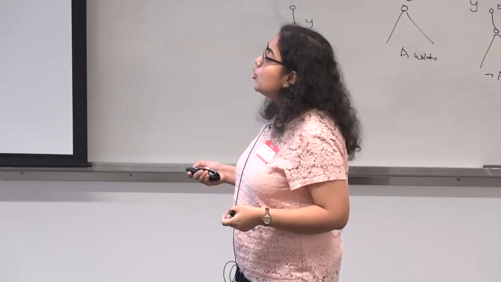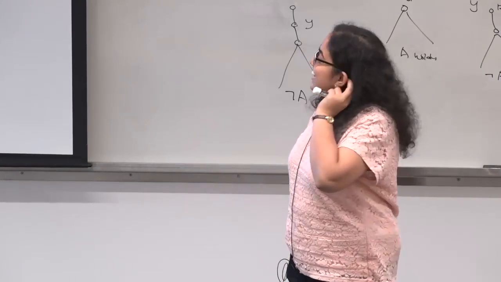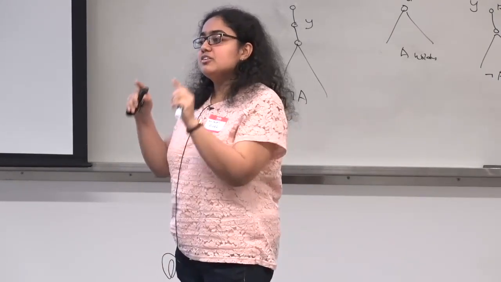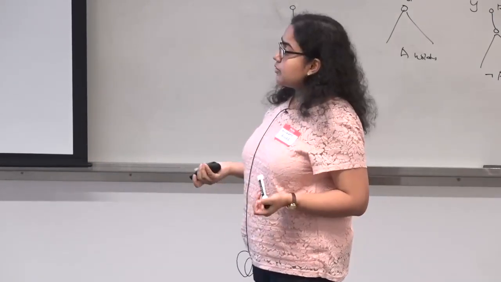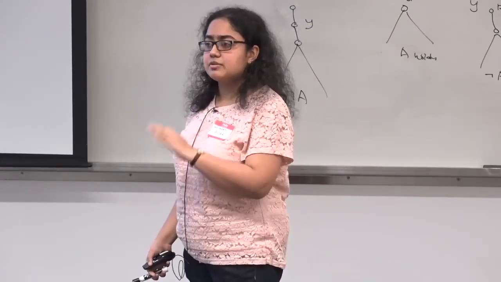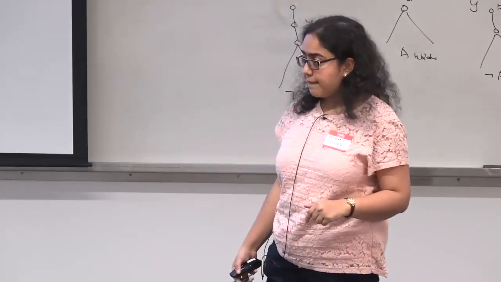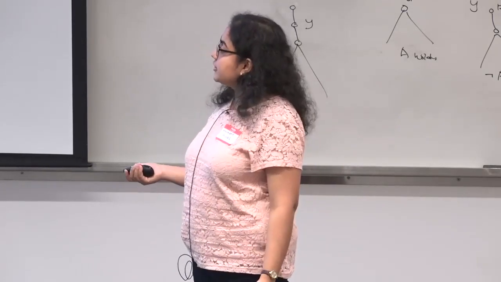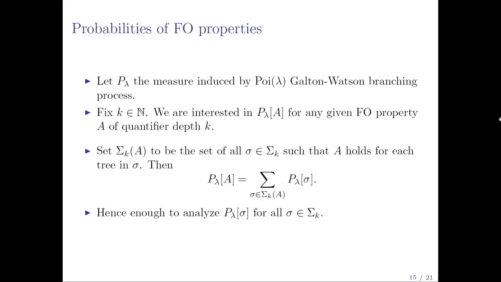So here's the theorem, which I believe is by Ehrenfeucht, but I'm not sure, so I just wrote well known. It says that if two trees belong to the same equivalence class in sigma sub k, then they satisfy the same first order properties of quantifier depth at most k. In other words, if T1 and T2 are two trees in the same equivalence class, and you gave me any first order property A which has quantifier depth at most k, then either A holds for both of them, or the negation of A holds for both of them. So it is enough for us to look at the probabilities of the equivalence classes in sigma sub k. That's what we focus on from now onward.